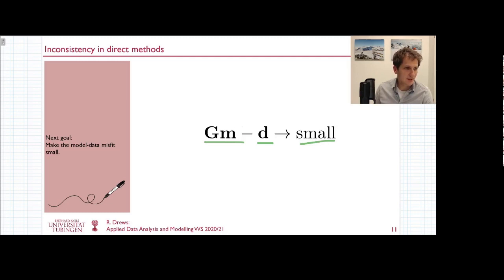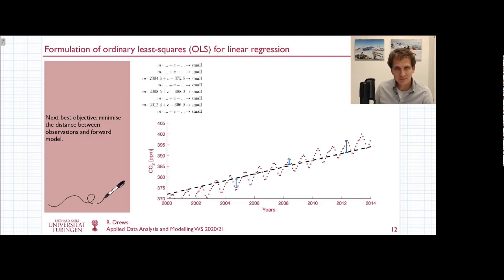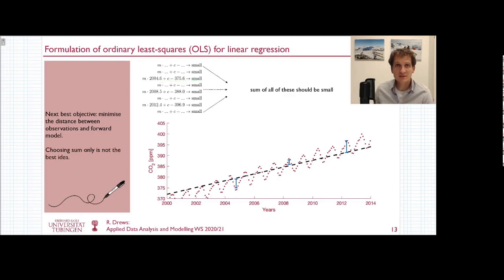What does this look like in the example of linear regression? Well, in this specific case, we would request that the prediction of the model at time t minus the observation is small, and this should be ideally the case for all of the observations we have. So it means that if the sum of these differences is small, that would be a good thing.